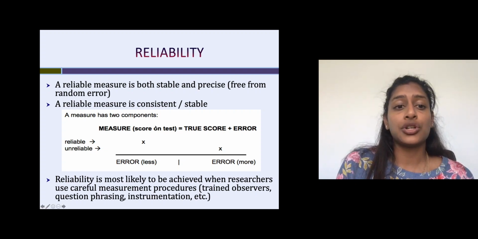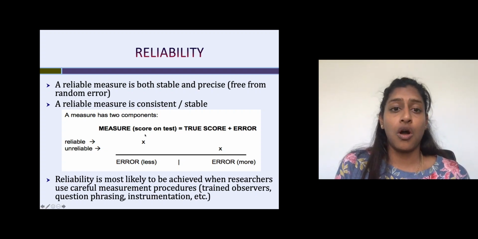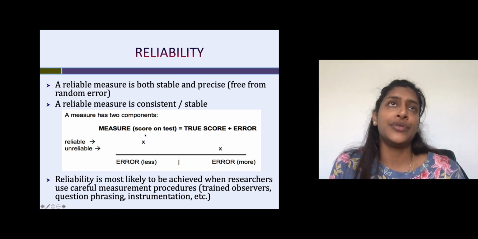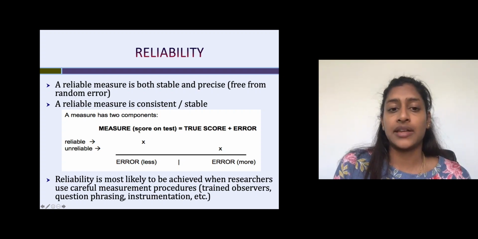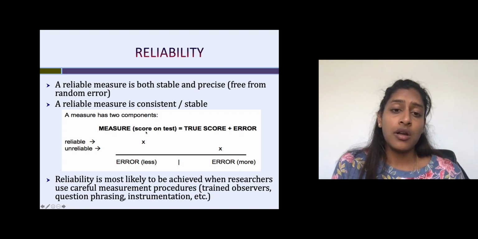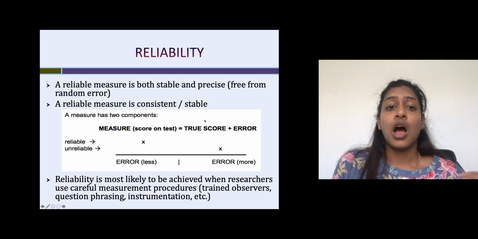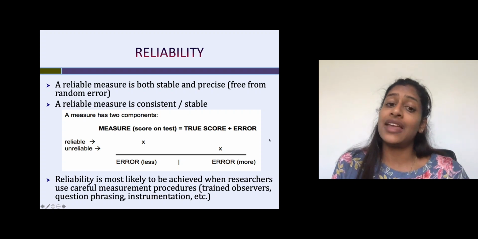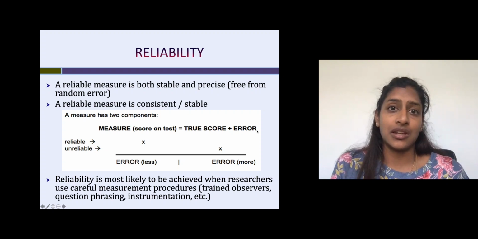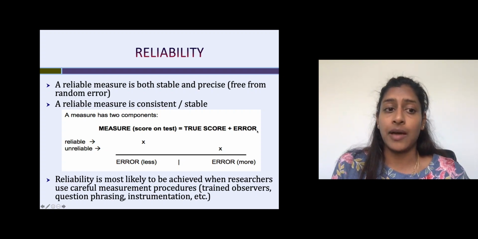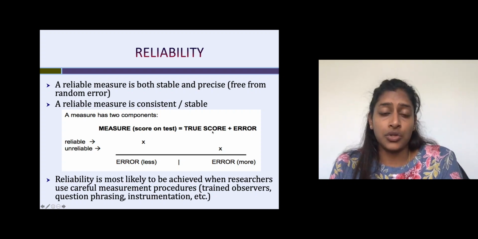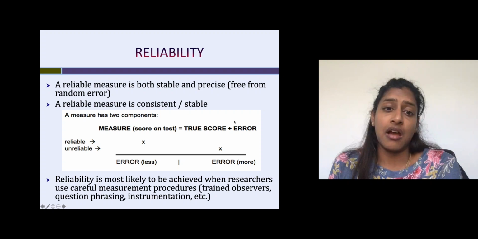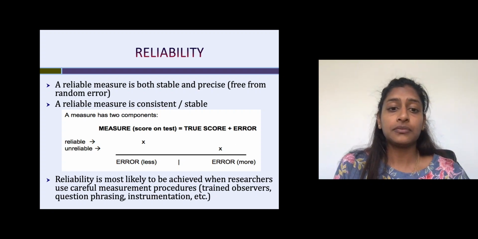If I look at a score on a test, say I give you an IQ test, it's going to spit back out a score on that test. But that score is a combination of your true score and any error that's associated with the test that we're using, if that makes sense. So our measure is actually a combination of what you scored on the test plus any error that exists.